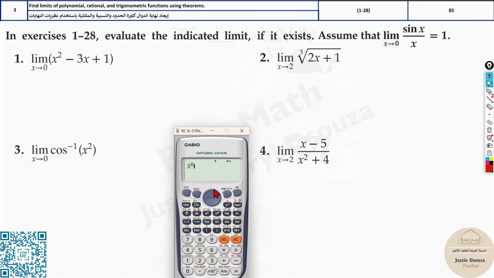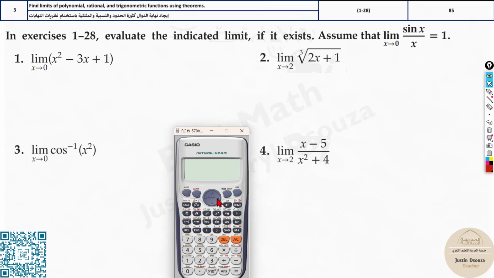What is there? The function that is x squared minus 3x plus 1. Now, since it's a beginning and basic problem, let's just do calc. And what is the value here? 0. Let's do 0. The answer is 1. That's it. That's the solution.